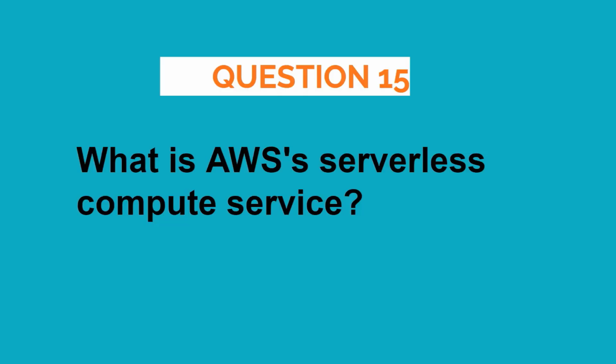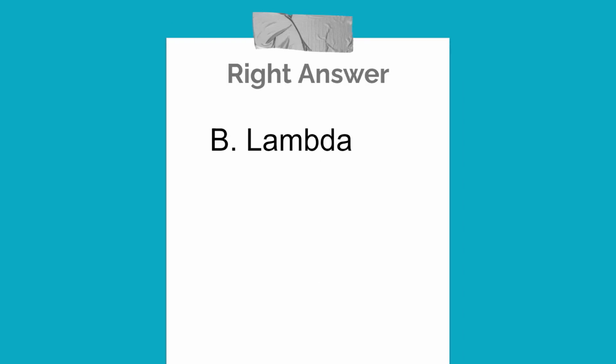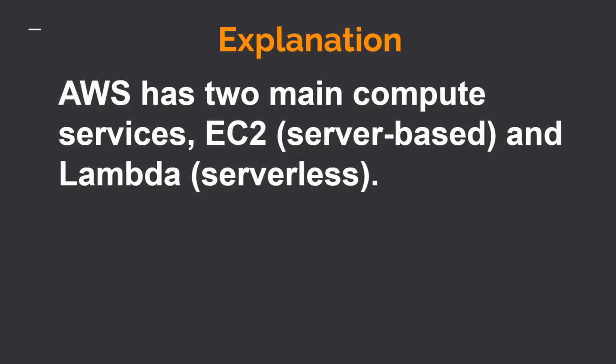Question 15. What is AWS Serverless Compute Service? Option A. S3. B. Lambda. C. EC2. D. None of the above. Right answer is B. Lambda. Explanation. AWS has 2 main compute services, EC2, server-based, and Lambda, serverless.